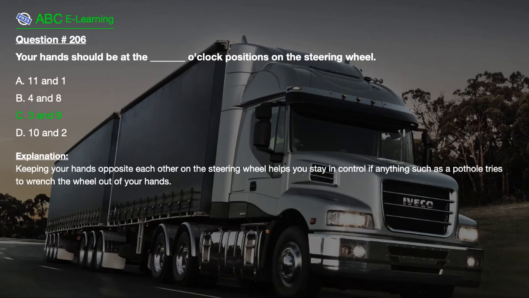The correct answer is C. 3 and 9. Explanation. Keeping your hands opposite each other on the steering wheel helps you stay in control if anything, such as a pothole, tries to wrench the wheel out of your hands.